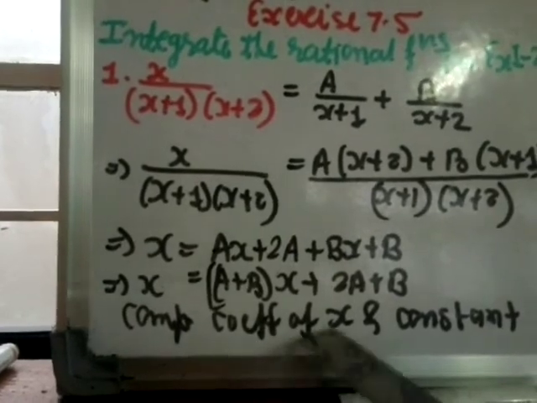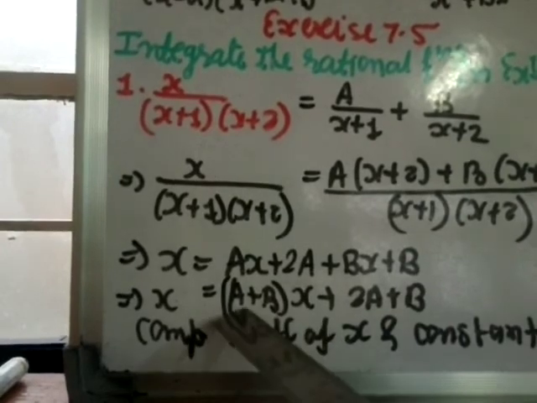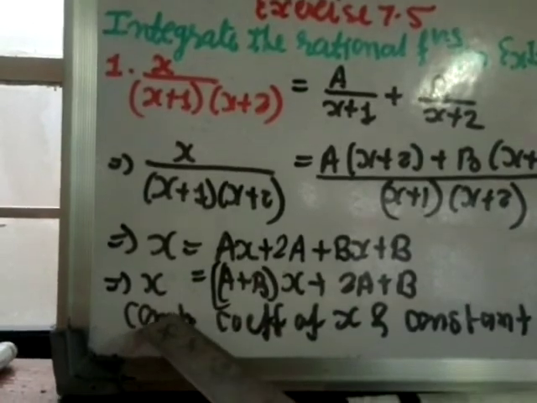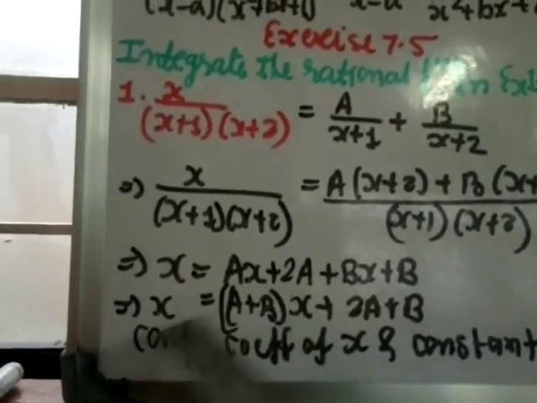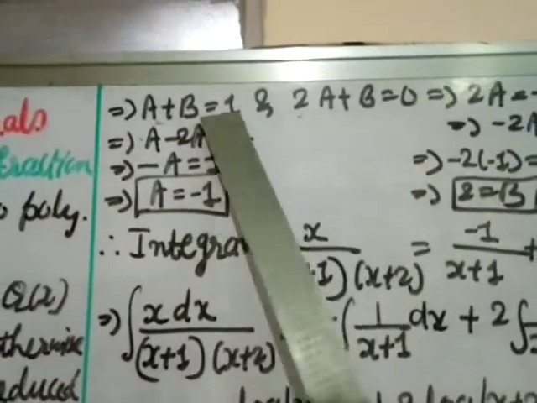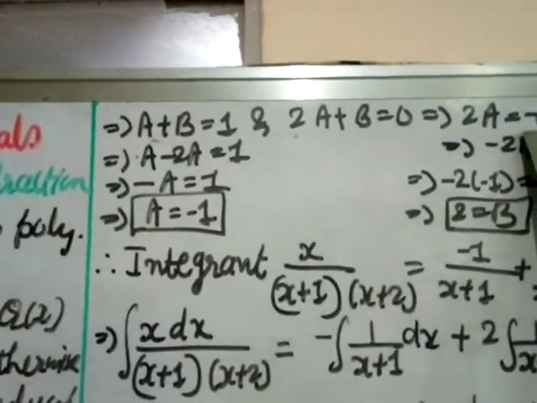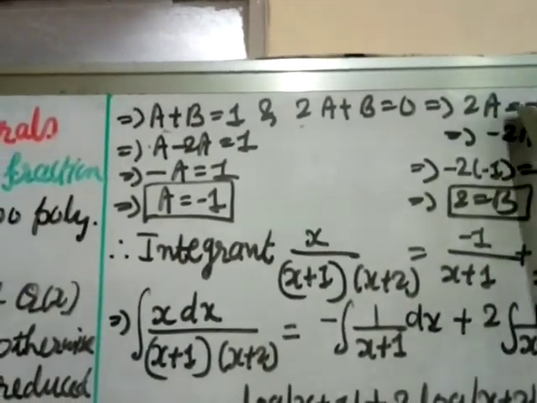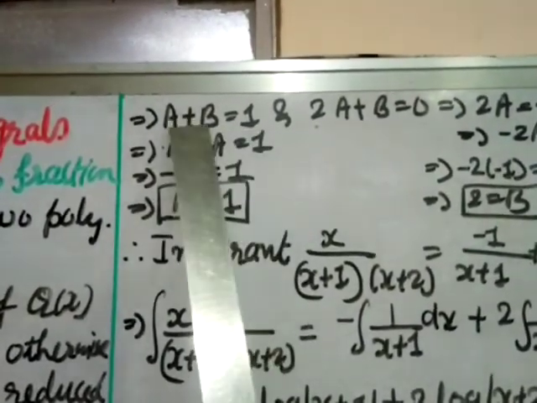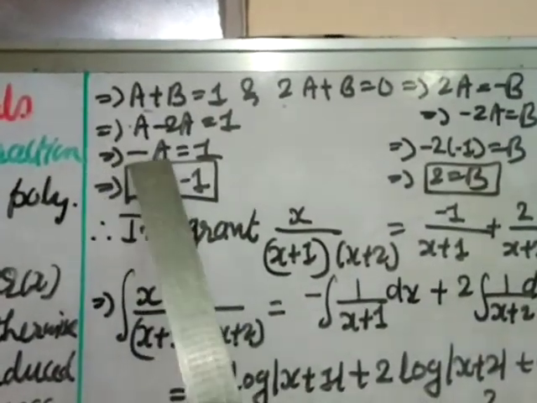Now comparing the coefficient of x and the constant term. The coefficient of x is a plus b, and here it is 1. The constant is 2a plus b, but the constant is 0 here. So a plus b equals 1, and 2a plus b equals 0. From here I transfer b and get minus b, so 2a equals minus b. Then from a plus b equals 1, instead of b I put minus 2a, and a minus 2a gives minus a equal to 1.